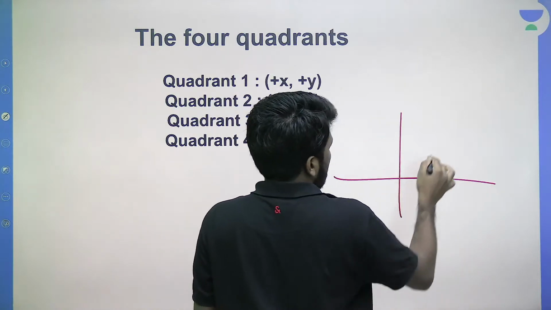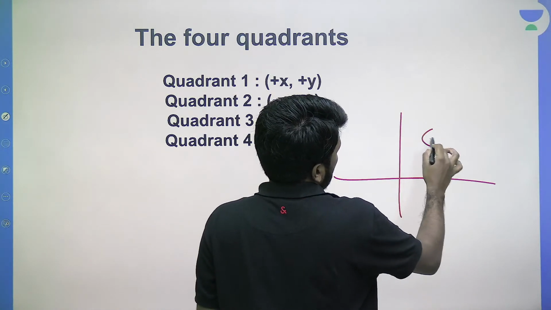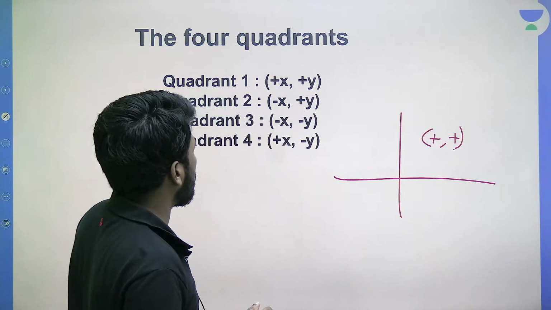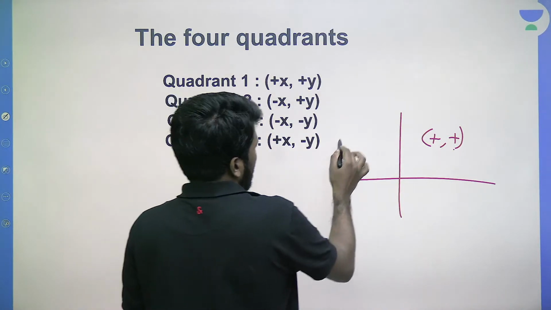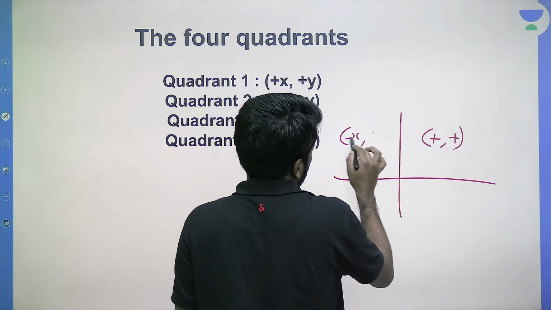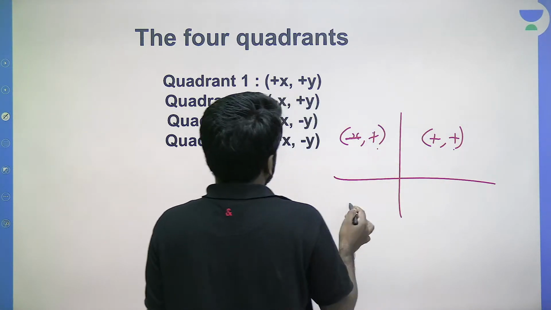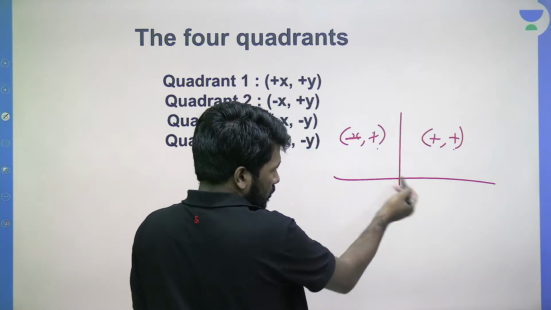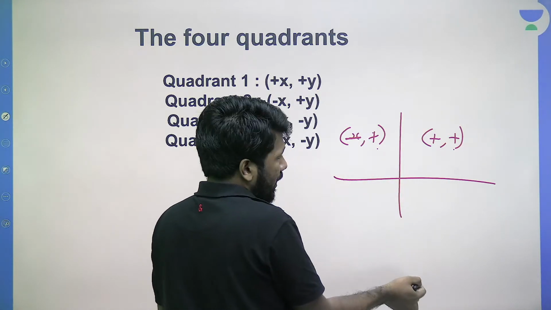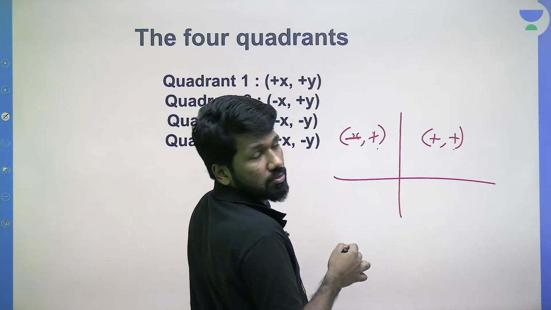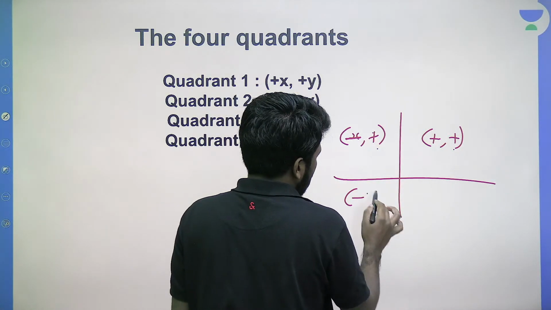Just to show you, this is the first quadrant where both the x-axis value and y-axis value are positive. This is the second quadrant. X-axis is negative, y-axis is positive. Negative, positive. And this is the third quadrant. Both are negative, because vertically also to the negative, horizontally also to the negative. Positive, positive, negative, negative. So both are negative here. So this is the third quadrant.